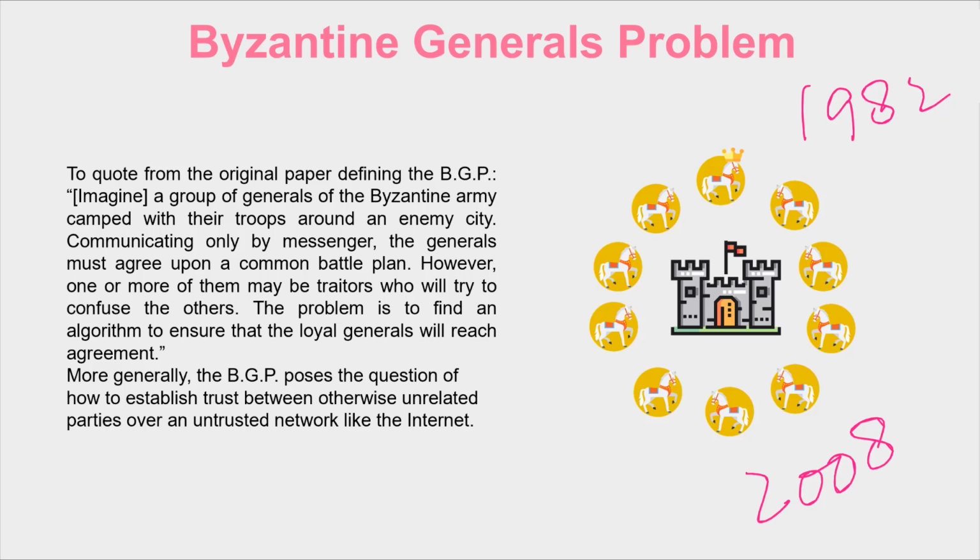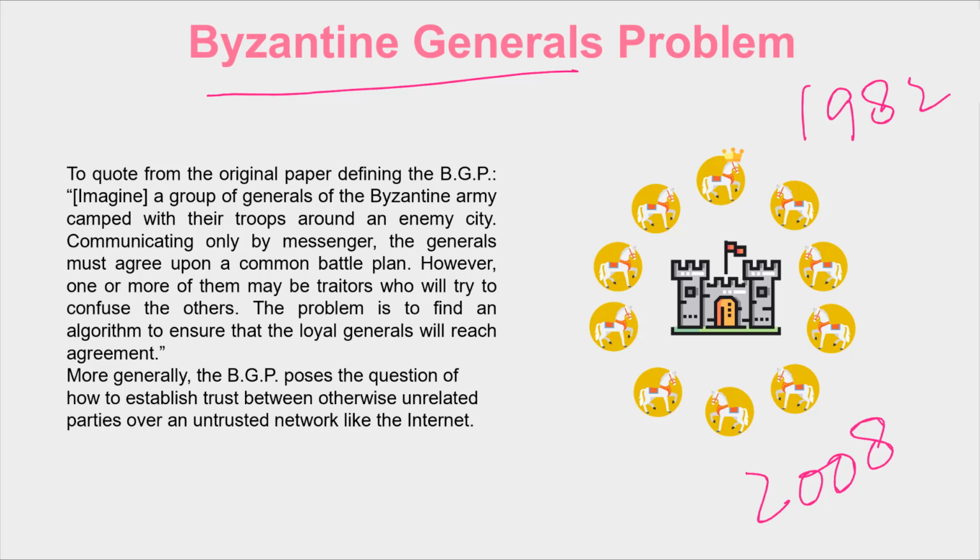So what is this problem? I'm going to read it from the same publication which actually explained the Byzantine Generals problem. Imagine a group of generals of the Byzantine army surrounding an enemy castle, and they have to attack and conquer the city. But the problem is these generals need to communicate with each other via messengers, and they have no idea which of the messengers or other generals is on their side and which one is a traitor or spy among them, right? So they need to establish trust.